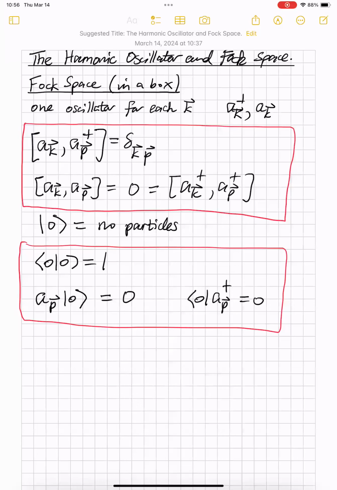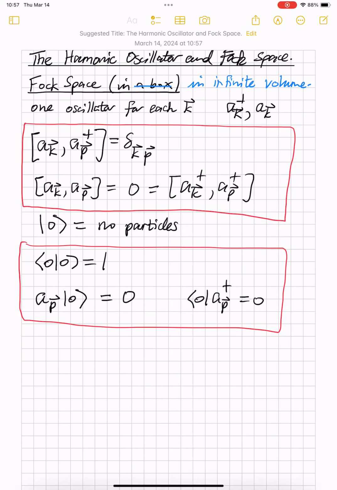So we've discussed Fock space in a box. Now I want to discuss Fock space not in a box, but in infinite volume. And as we've already discussed, everything inside these red boxes defines Fock space for us. This is all we've needed to do calculations.